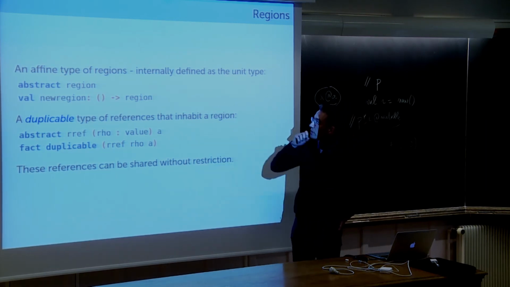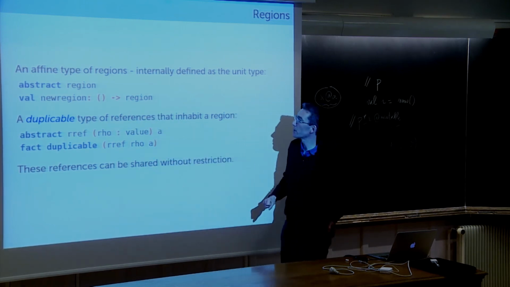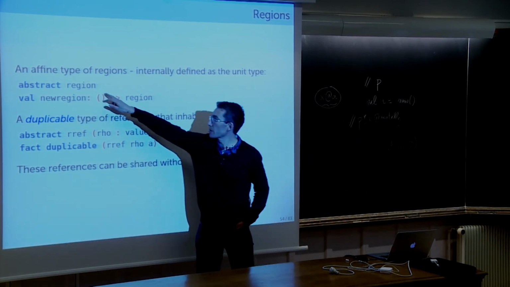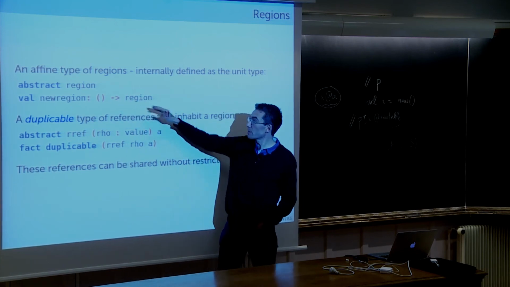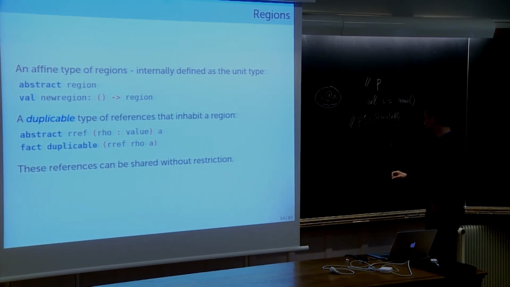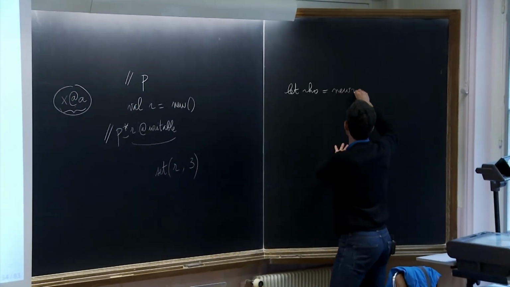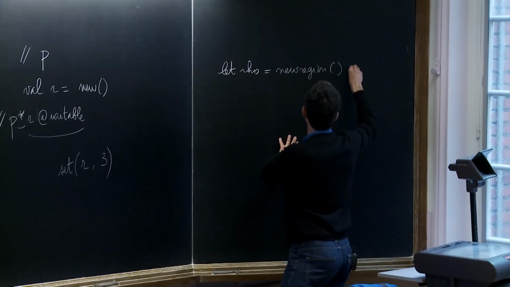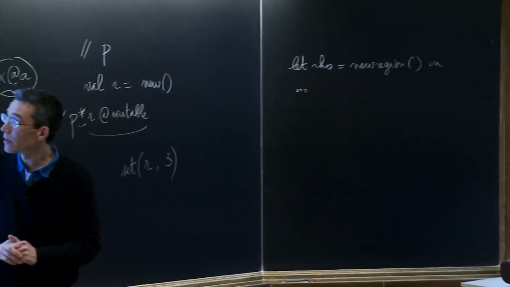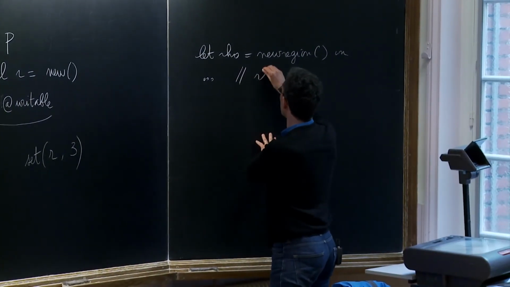So in Mezzo, what we do is we have this abstract type of regions, and we have a function new region, which produces a new region, but it doesn't actually do anything at runtime. Internally, region is just defined as unit, and this just returns the unit constant. So the whole point is just that you can write let rho equal new region. And if you do that, then you have a fresh name rho. That's the only thing which we're trying to achieve here. You have a fresh name rho, and you have an affine permission rho at region.